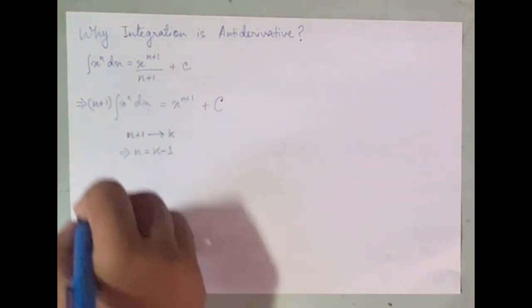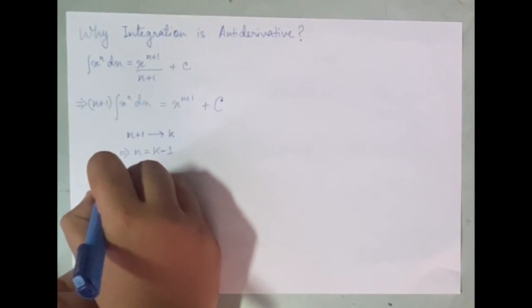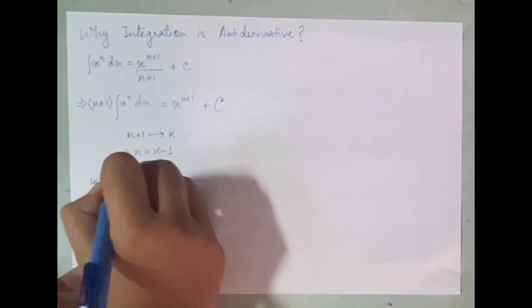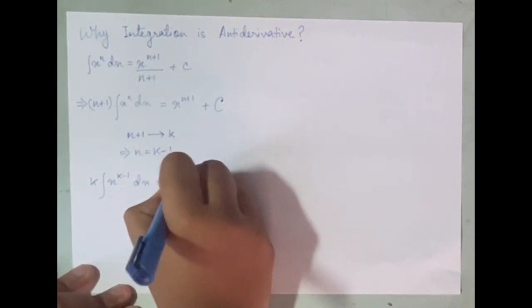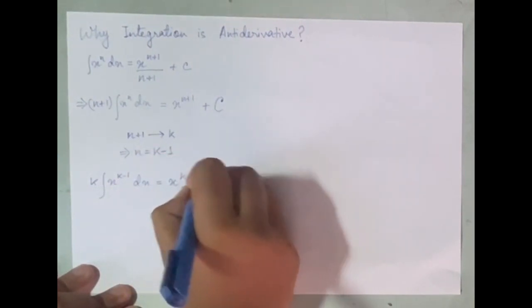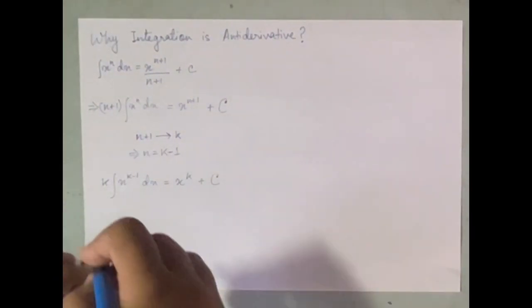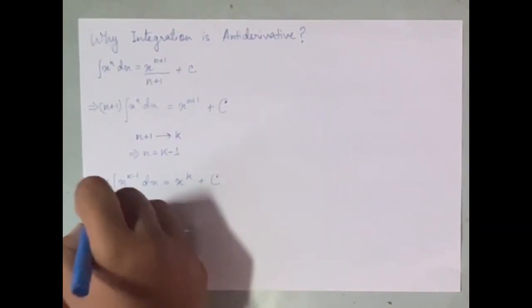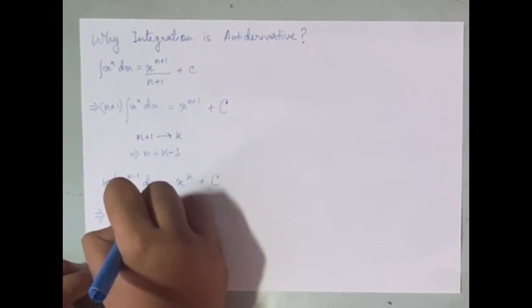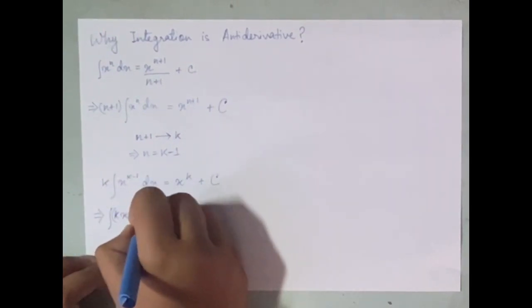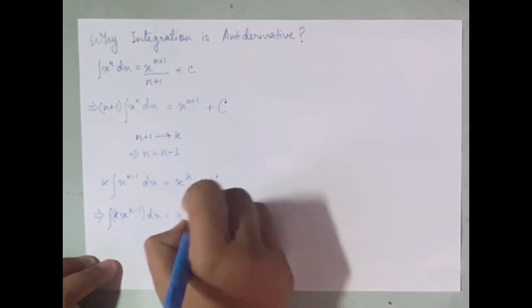Now I will put the value. n plus 1 is k, so k times the integration of x to the power k minus 1 dx is equal to x to the power k plus constant. Since k is a constant, I can write it inside the integration. k x to the power k minus 1 dx is equal to x to the power k plus c.